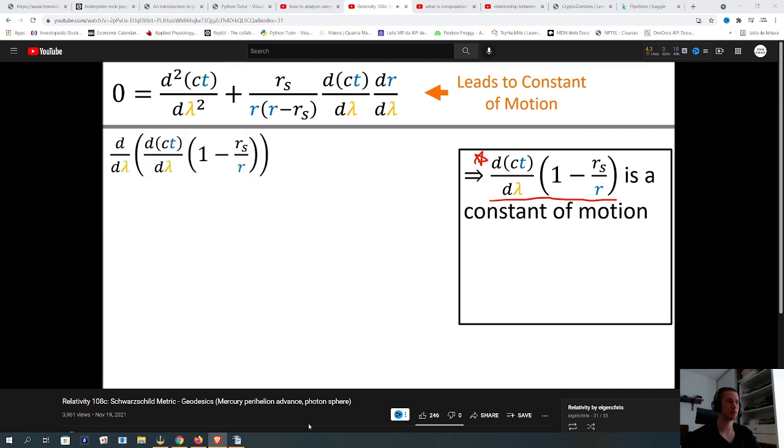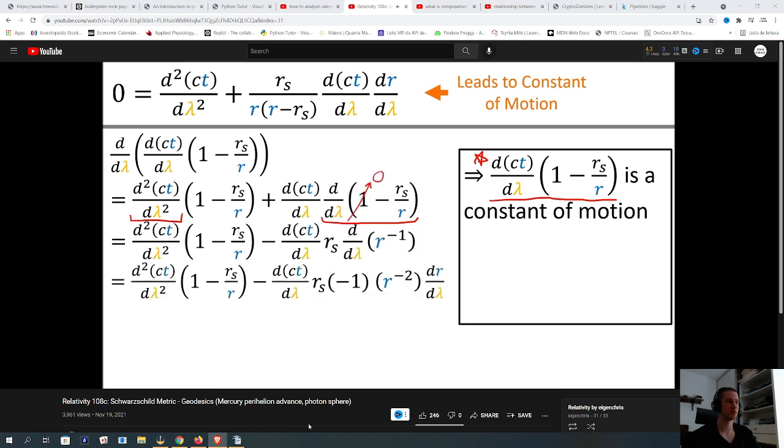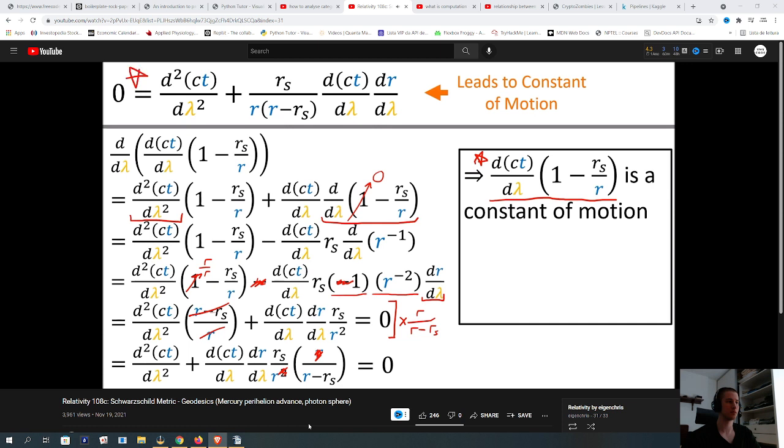To see this, let's take the derivative of this quantity. We use product rule and get the derivative of the derivative in the first term, and the derivative of 1 minus rs over r in the second term. The derivative of 1 is 0, and we can use power rule on the derivative of r to the negative 1 to get r to the negative 2 with a minus 1 in front, times a chain rule term. These negative signs cancel, and if we write this 1 as r over r, we get an equation that's equivalent to the right-hand side of our time geodesic equation, which equals 0. So if this equals 0, we just multiply by the reciprocal of this term, cancel r, and we get our original geodesic equation. So since the derivative of this term equals 0, it is a constant quantity along geodesics.